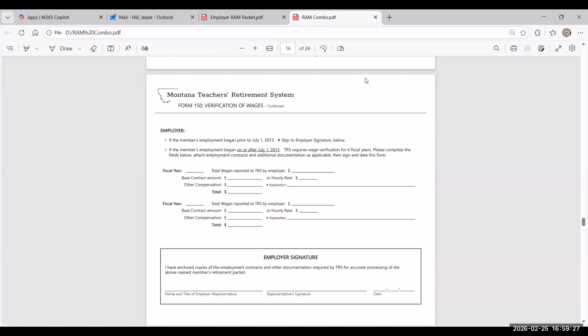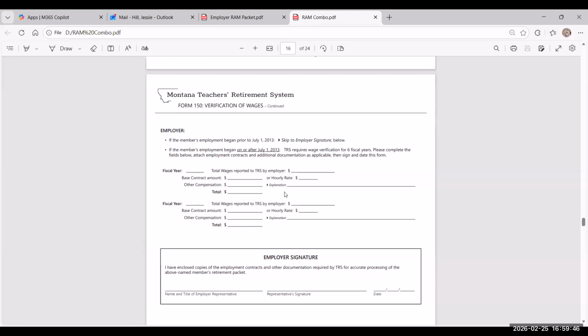There is a second page on Form 150 that you guys have to sign. We are asking for the original be sent back, but we will accept a copy. But I'm going to turn this back over to Jessie, and she's going to finish the webinar. Thank you again, you guys.